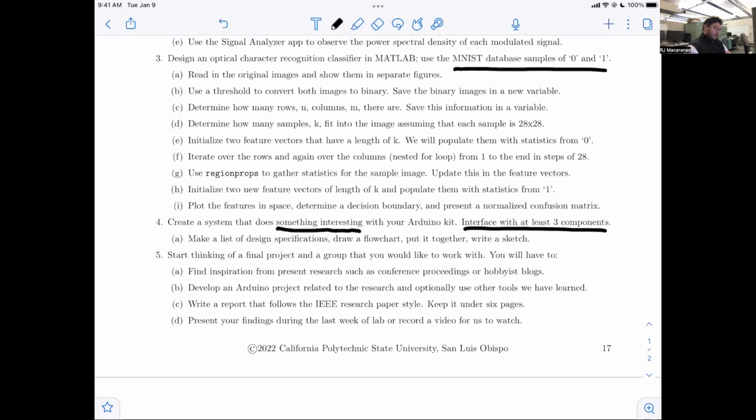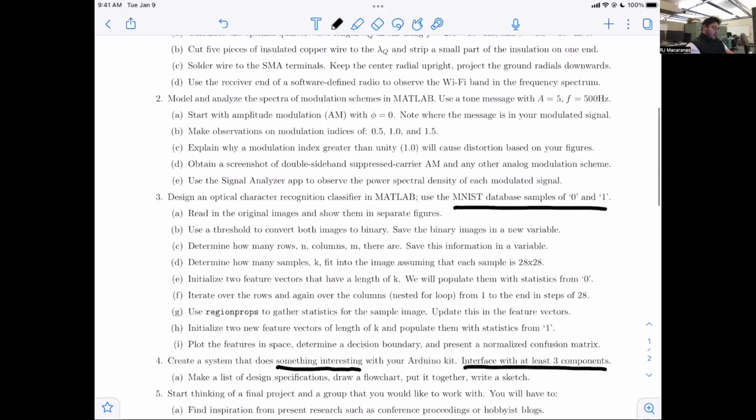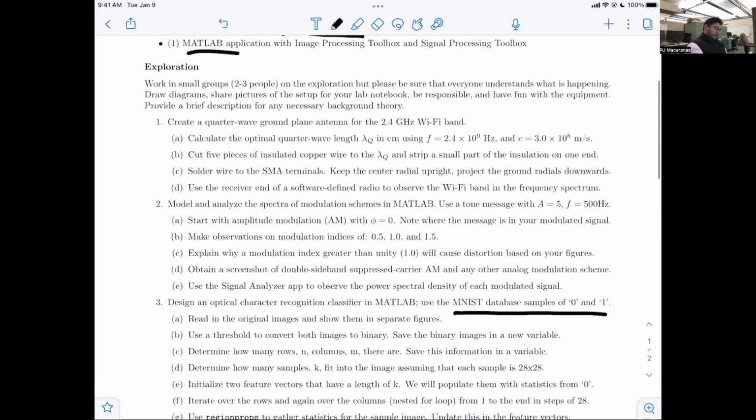And then lastly, we're going to start thinking about our final project. I would like you to look for present research or read through hobbyist blogs and develop an Arduino project with a group, and then write a report that follows this IEEE research style, and then keep it under 6 pages. We're going to be presenting our findings the last week of class, or recording a video for everyone to watch.